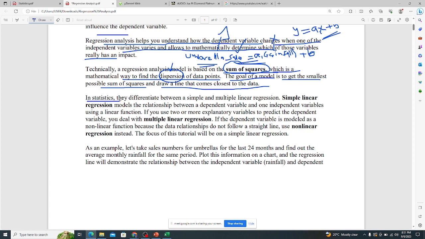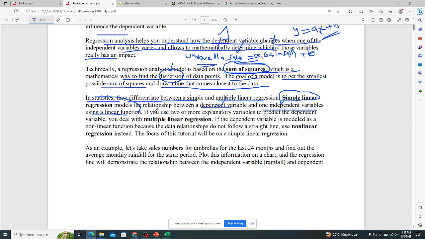In statistics, they differentiate between simple and multiple linear regression. We talked about simple linear regression, and we said that it has only one independent variable. We are trying to model or find a relationship between a dependent variable and one independent variable using a linear function. That's what we were calling the linear equation.